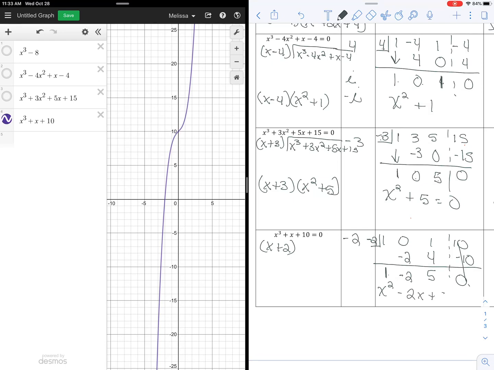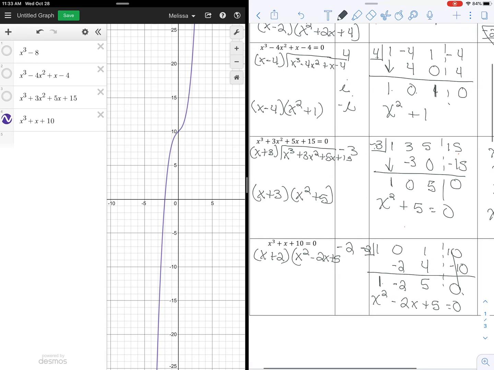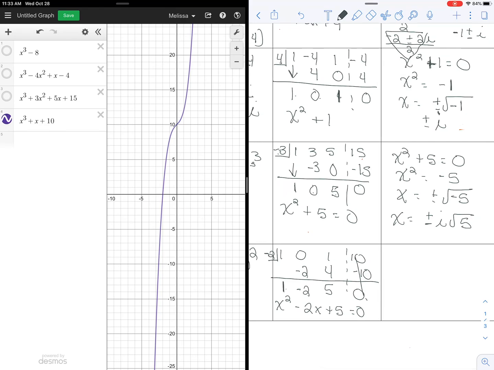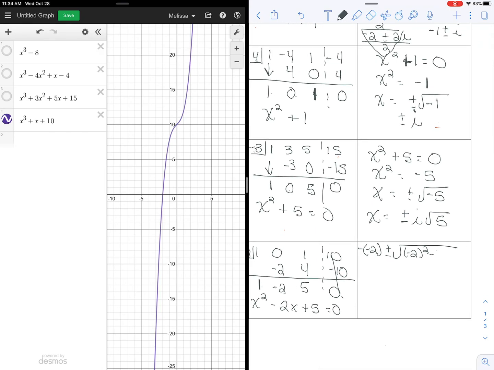So my quadratic factor is x squared minus 2x plus 5. So I can write this as x plus 2 times x squared minus 2x plus 5. All right, what do I do with that? I will now have to use the quadratic formula on that because it's not a binomial. So using the quadratic formula, I get negative negative 2 plus or minus the square root of negative 2 squared minus 4 times 1 times 5, all over 2 times 1.